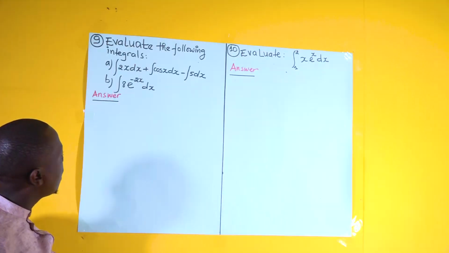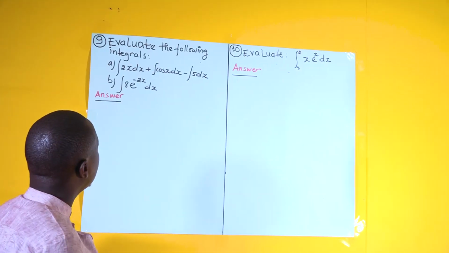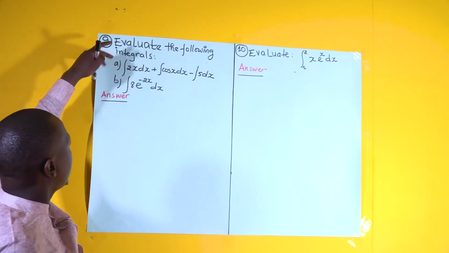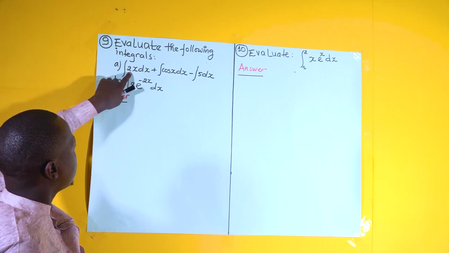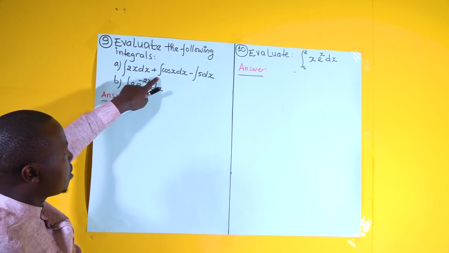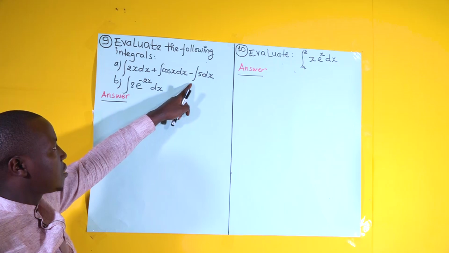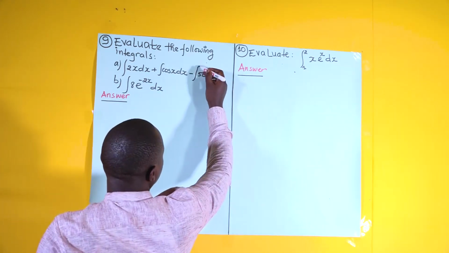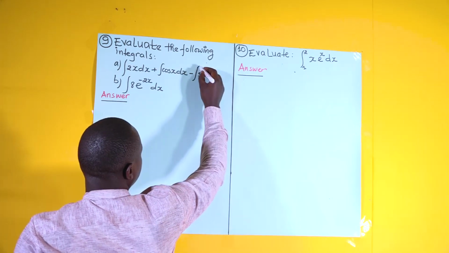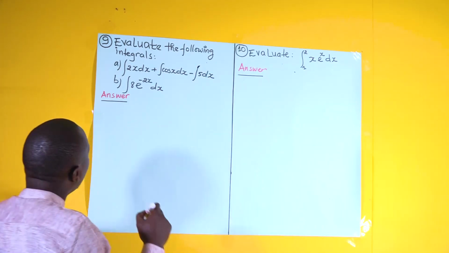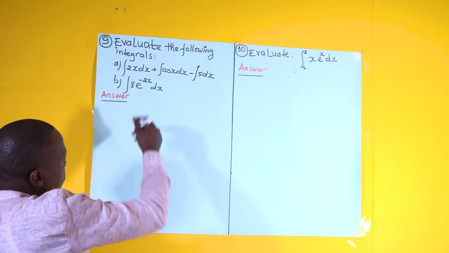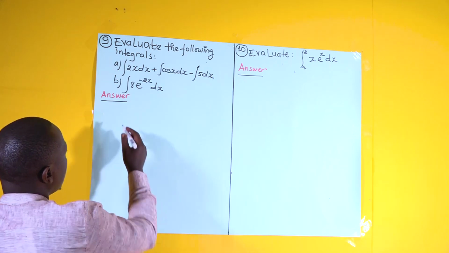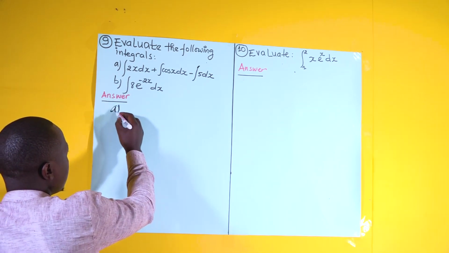All right. Next question is question number 9, and we were asked to evaluate the following integrals. Part a is the integration of 2x dx plus the integration of cosine x dx minus the integration of 5 dx. This is the sign for integration, right? Now, b is the integration of 8e to the power of negative 2x dx. And the answer for question number a.